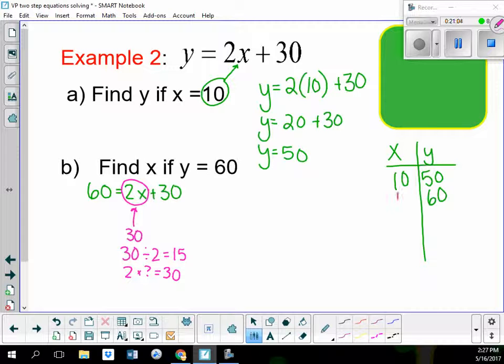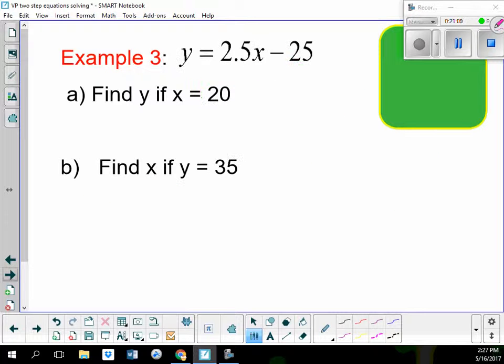Okay, here's our next example. This one's a little bit trickier. Right, tackle this one with your partner. Okay, so I have 2 problems here. One in which I know my x value and one that I know my y. So when x is 20, I want to know what y is. And when y is 35, I want to know what x is.